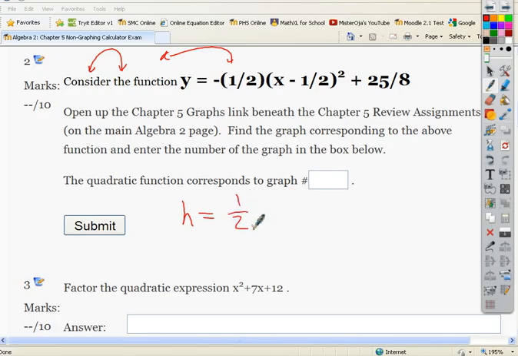We know what the coordinates of the vertex are. The vertex is going to be at 0.5, and then what's that going to be? 8 goes into 25 how many times? 3. And then 1/8, 0.125. So that's just a little over 3. And so we got it, right? It opens down. There's the vertex, right? Okay, questions? Okay.